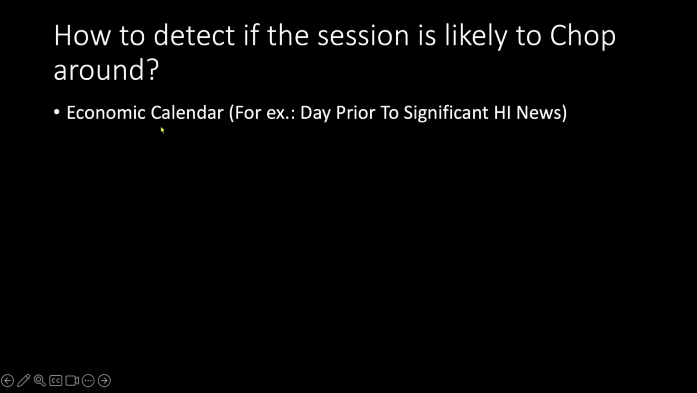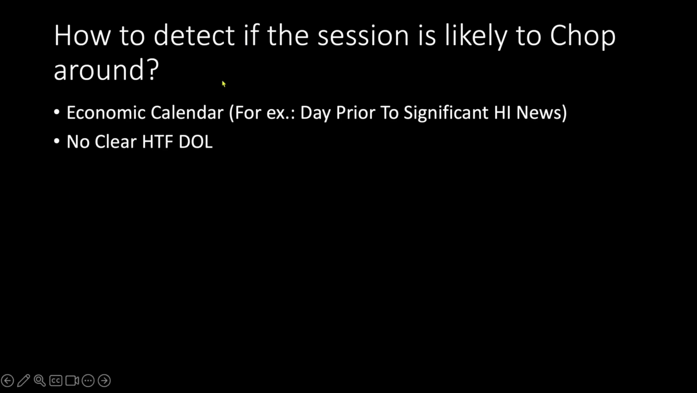How to detect if the session is likely to chop around? First of all, we will take a look at the economic calendar. For example, the day prior to significant high impact news is likely to be filled with choppy sessions to engineer liquidity as explained prior. If we know that this is the case, if we know that there's a significant high impact news driver tomorrow, what can we anticipate for today? We can anticipate today to be a mess, and therefore the best thing to do is to walk away.